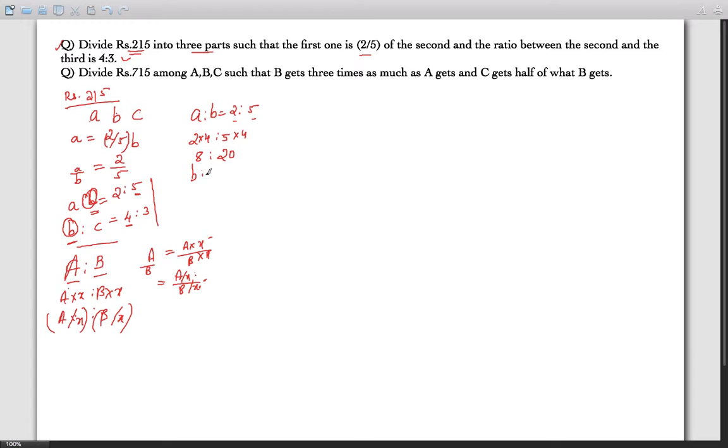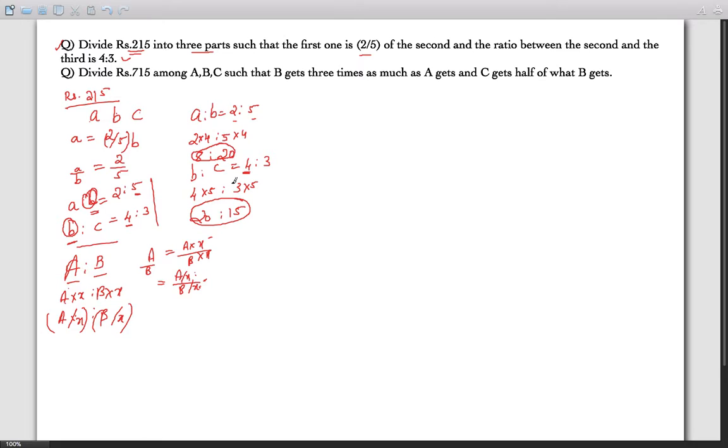Similarly, what is B is to C? B is to C is 4 is to 3. Now I want this to be 20, so I'll multiply this by 5. So it will be 4 into 5 is to 3 into 5. This will give you 20 is to 15. Now you see these two values. Here you have 8 is to 20 and here you have 20 is to 15.